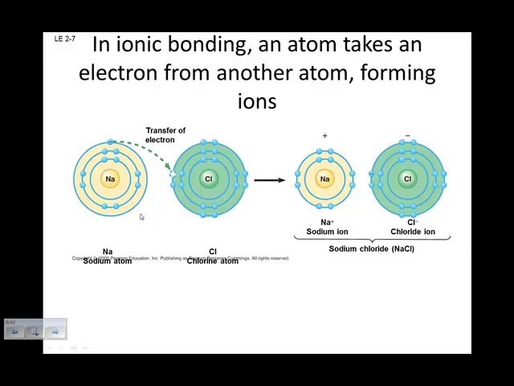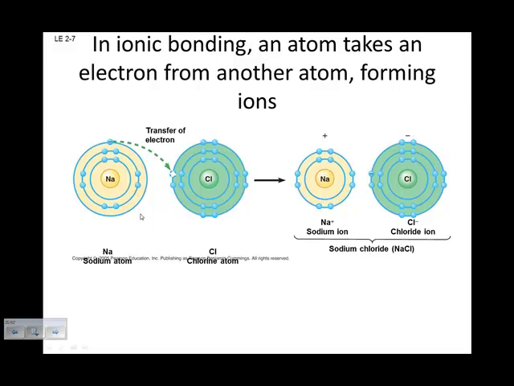Atoms are not living things. They don't give or take, really. They just happen. In any case, sodium, its atomic number, according to your periodic tables, is what? 11, right? For sodium, right? That means it has how many electrons? 11. How many then in its outermost shell? One, right? First holds 2, second holds 8. That's 10, leaves 1 extra for the third shell.